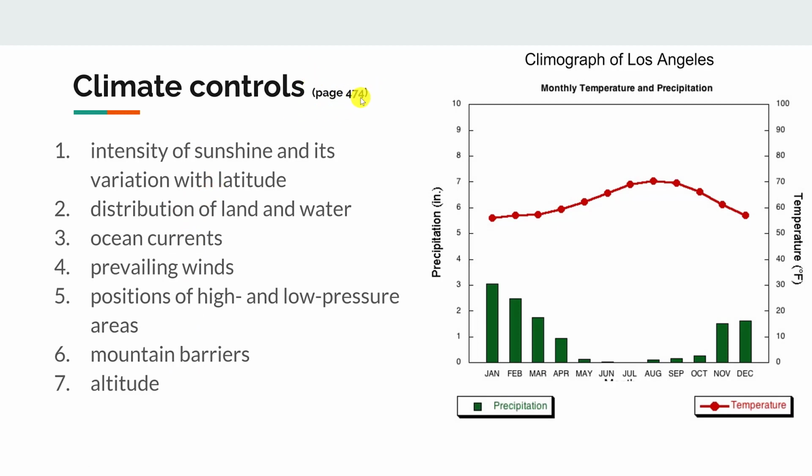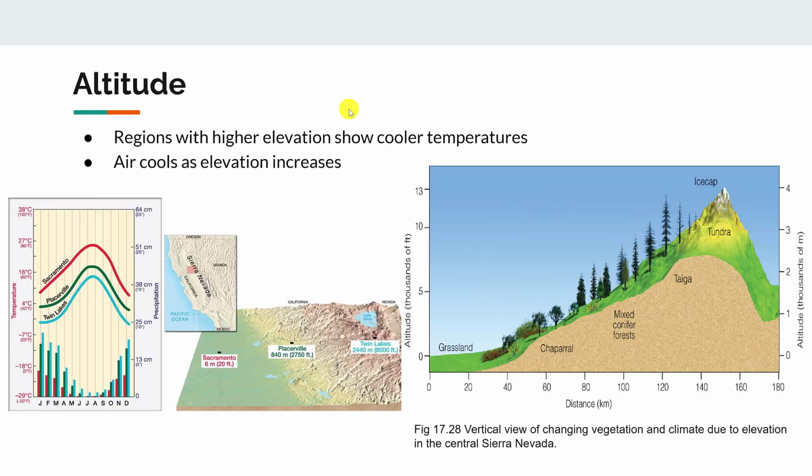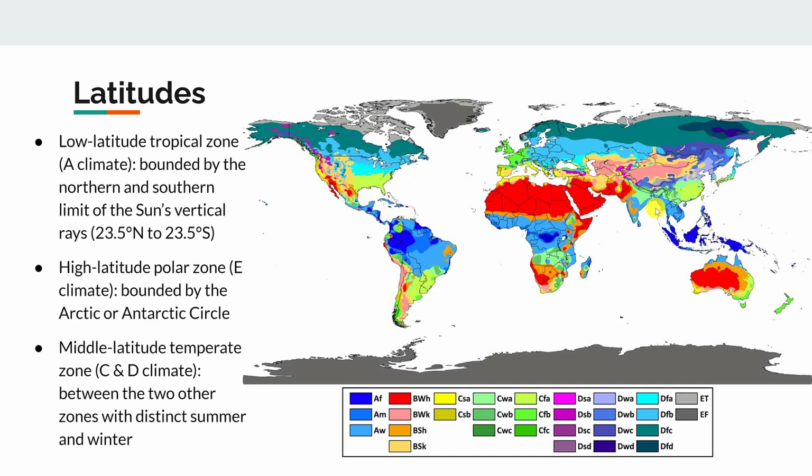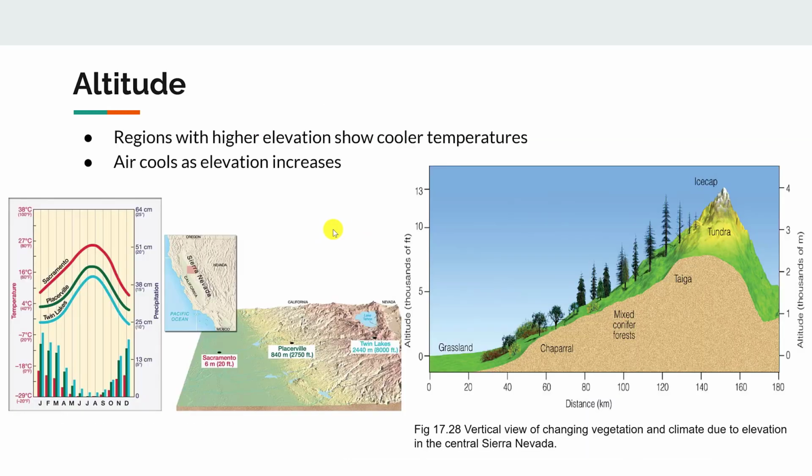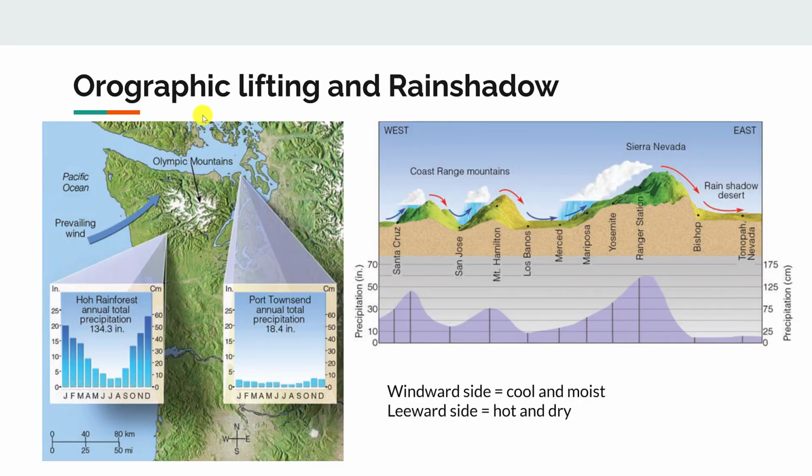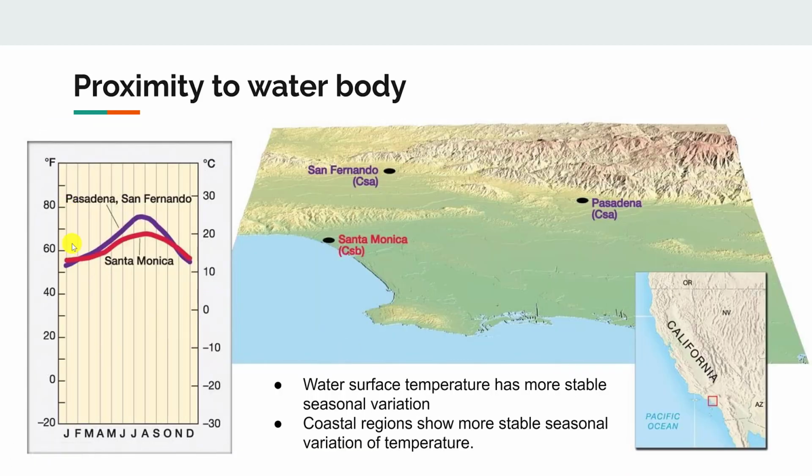So again, a lot of details are in your textbook. Read this page. This should be in Meteorology Today. Here, latitudes: at low latitudes you have more sunshine, I went over that already, and at higher latitudes you have less sunshine. Altitude, the higher you go, the cooler you are. And rain shadow, we talked about it already. And water body. For example, San Fernando Valley and Pasadena have very dramatic change, versus Santa Monica, where the temperature is fairly stable.